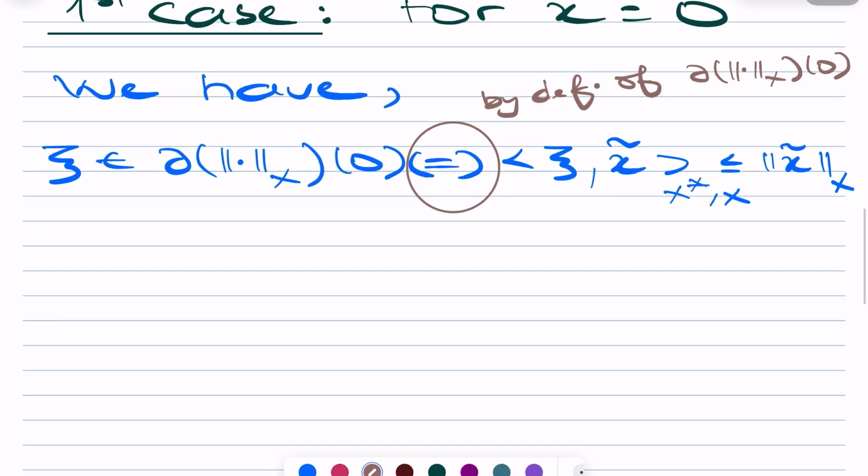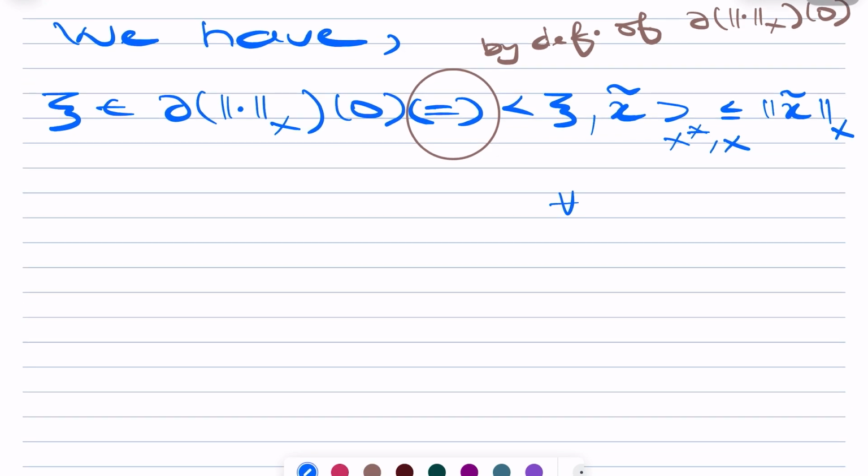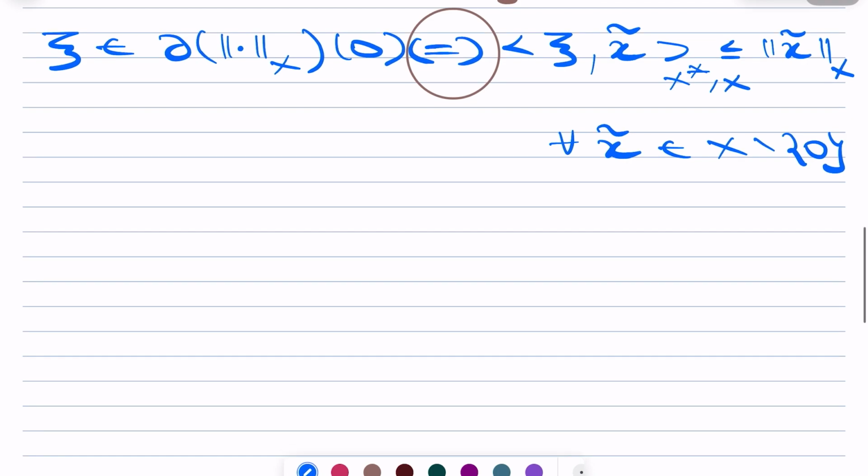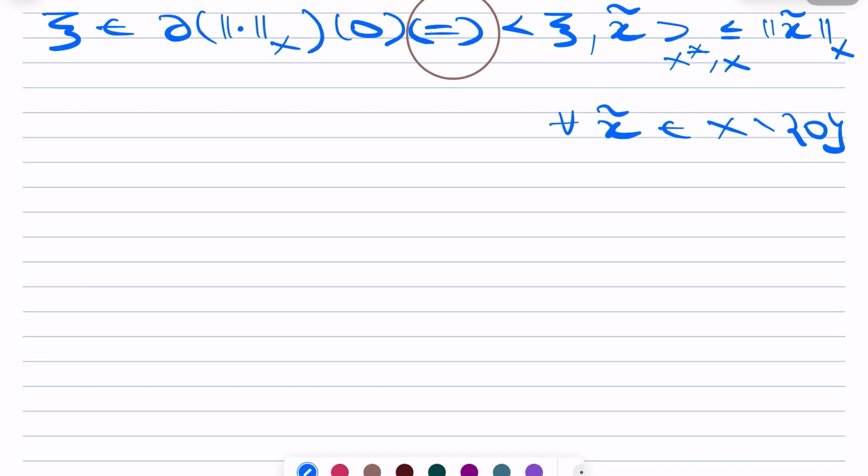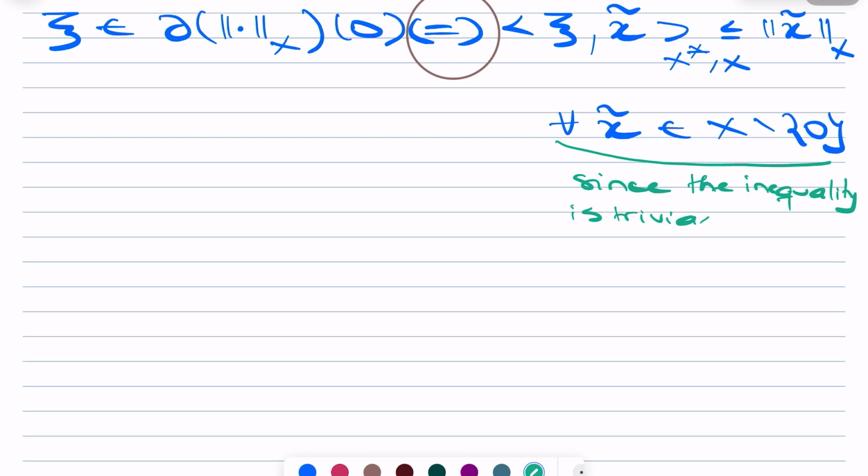So this holds actually for every x tilde in X, with x different from 0 and x tilde different from 0, because for the case x tilde equal to 0, the inequality is trivially satisfied. Since the inequality is trivial for x tilde equal to 0.